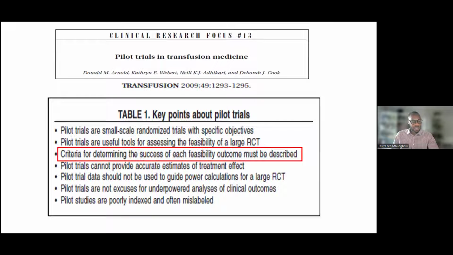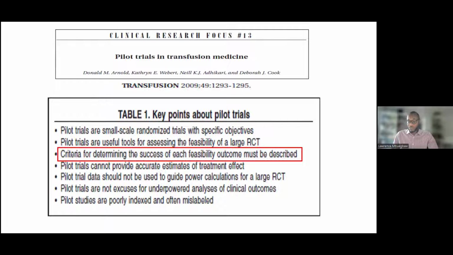But the criteria for determining the success of each feasibility outcome must be determined, right? Each time you have a feasibility outcome, you must say, when we reach this threshold, then we will declare that a larger trial is feasible. And if you don't reach the threshold, then a larger trial is no longer feasible.